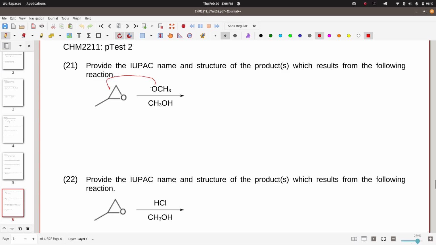of the ring. Now I'm going to draw out two temporary mechanisms and then erase one of them. I want to show what's going on with this. So I'm going to redraw this ring, with this O right here. And I want to put that OCH3 down here.